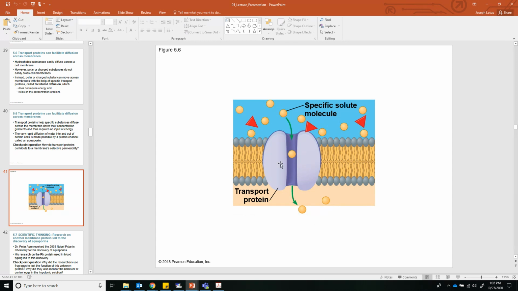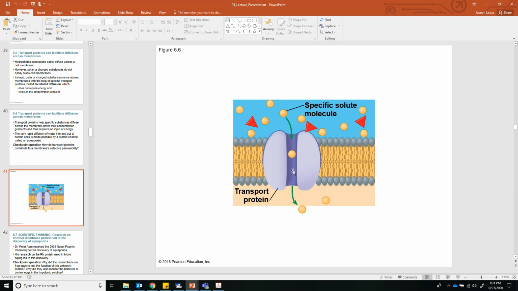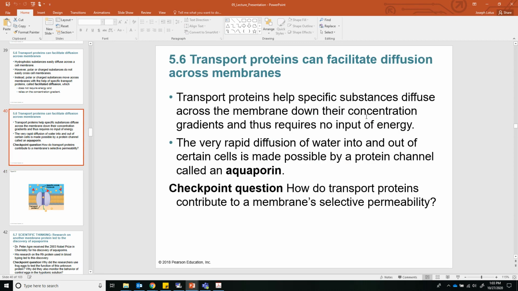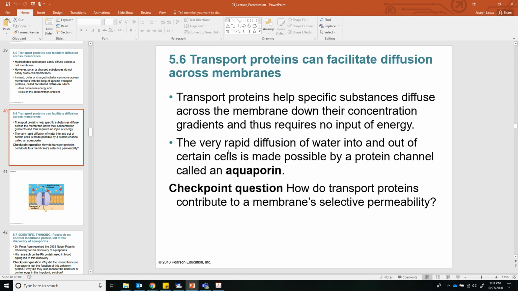It's going down its concentration gradient. It's spreading out just like it wants to, but it can't go through the membrane, so it's going through this transport protein here. Okay, so transport proteins help specific substances. Like each transport protein might only transport one type of molecule. Okay, specific substances diffuse across the membrane down their concentration gradient, so there's no input of energy required. We're not using ATP. These particles are just flowing down their concentration gradient through this channel protein here.